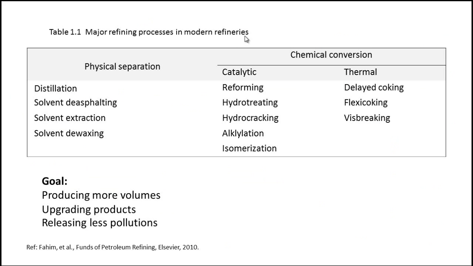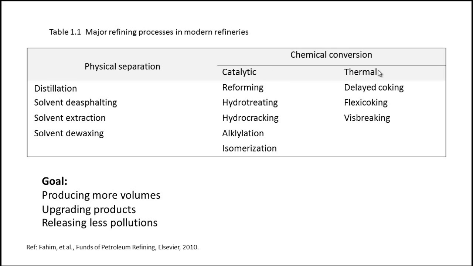In modern refineries, the production is based on physical and chemical techniques. For the physical techniques, or separation, we are using the physical properties of boiling point and solubility to make the product more refined. And for the chemical technique, we can classify into two ways. One is by thermal and one is by catalytic processes.